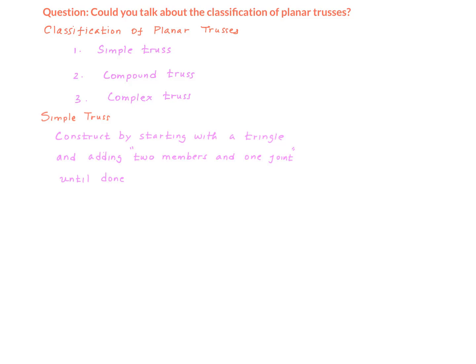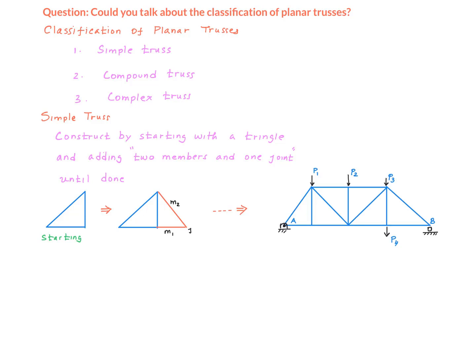You construct a simple truss by starting with a triangle and adding two members and one joint until done. Say we use three members and come up with a triangle like this. Now we expand it by adding member M1, member M2 and joint J. Now we keep doing this by following this rule, ending up with this truss right here. This truss is a simple truss.